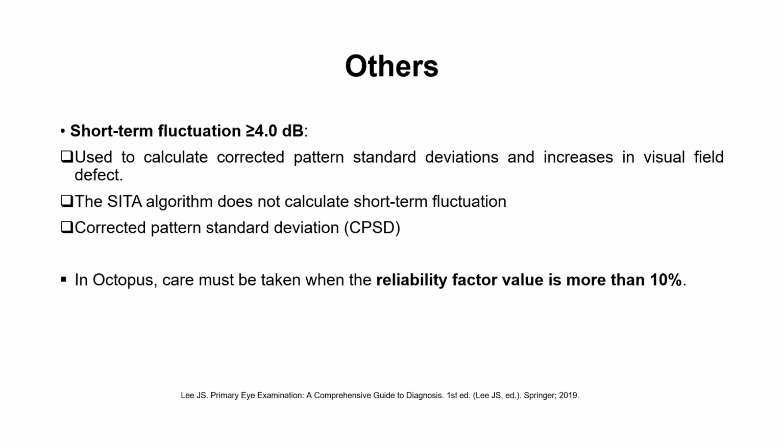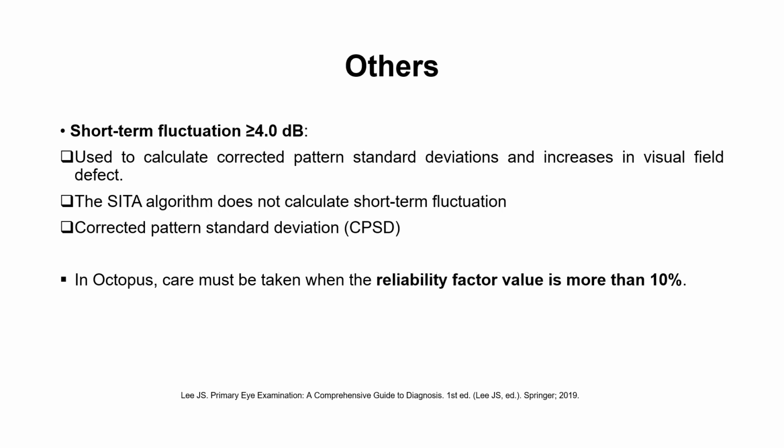We have other indices, other clues that this test is unreliable. But these points are just clues that help you to understand the full printout. So, short-term fluctuation. Short-term fluctuation means that they retest 10 pre-selected points and then they calculate the difference between the original test and the retest threshold.